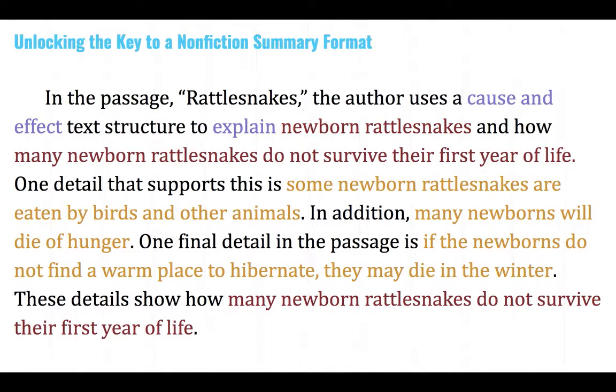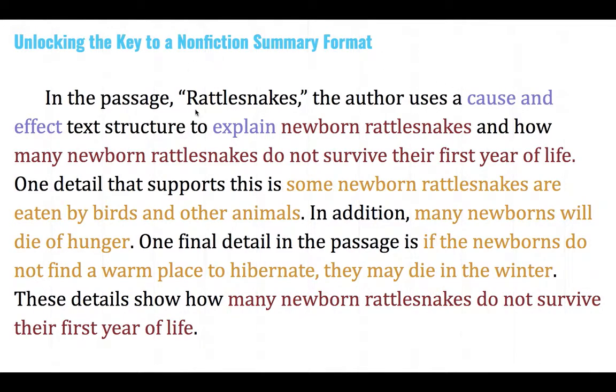In the passage, Rattlesnakes, the author uses a cause and effect text structure to explain newborn rattlesnakes and how many newborn rattlesnakes do not survive their first year of life. One detail that supports this is some newborn rattlesnakes are eaten by birds and other animals. In addition, many newborns will die of hunger. One final detail in the passage is if the newborns do not find a warm place to hibernate, they may die in the winter. These details show how many newborn rattlesnakes do not survive their first year of life.